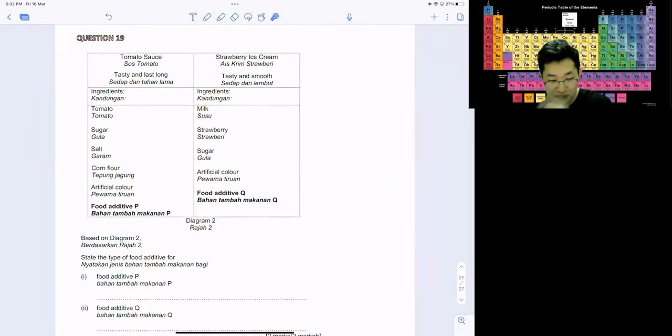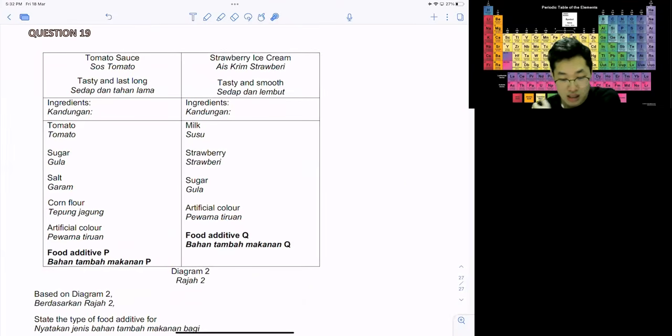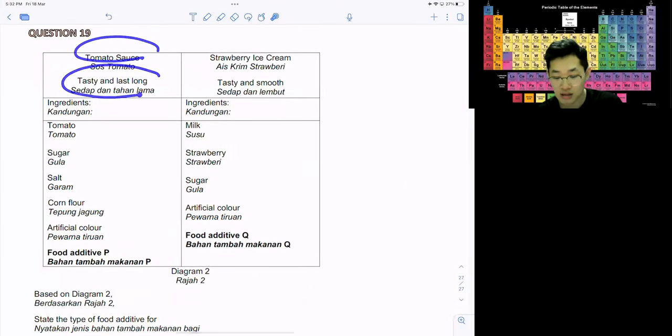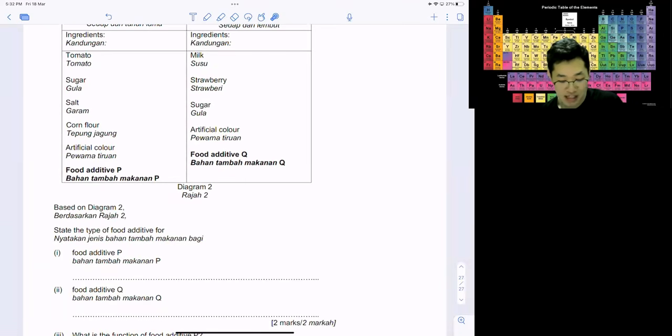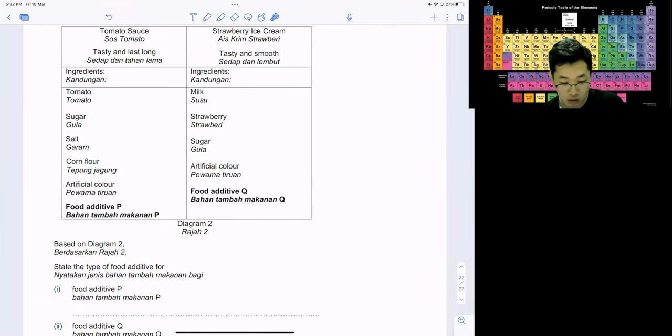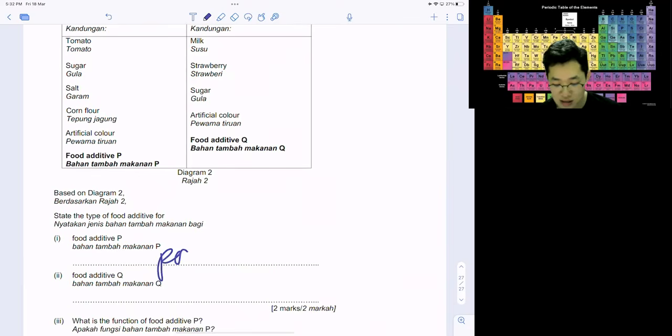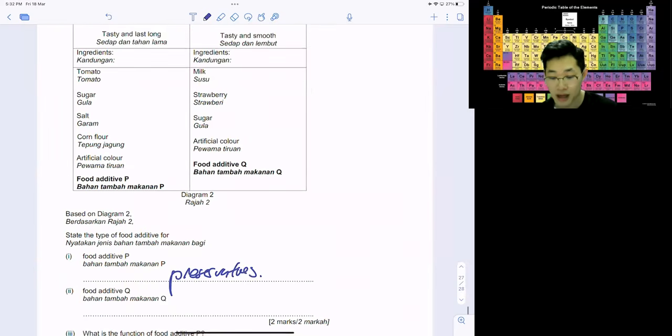Last, tomato sauce, tasty and lasts long. Strawberry ice cream, tasty and smooth. So what do you want? Type of food additive for tomato sauce. Tomato, sugar, salt, artificial color, food additive. It wants to last long. Yes, preservatives. And then smooth, stabilizer.